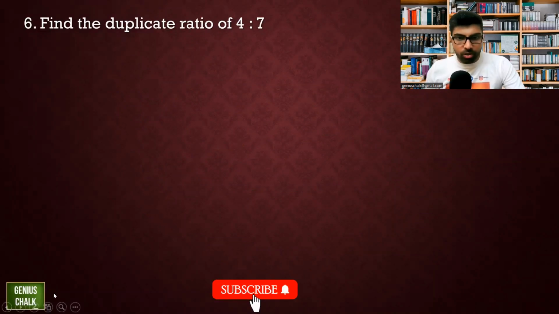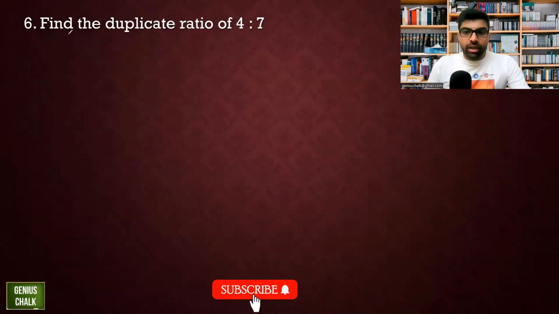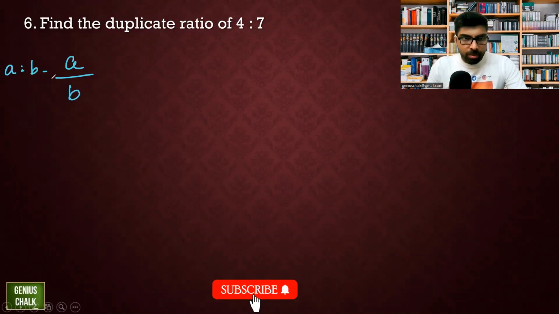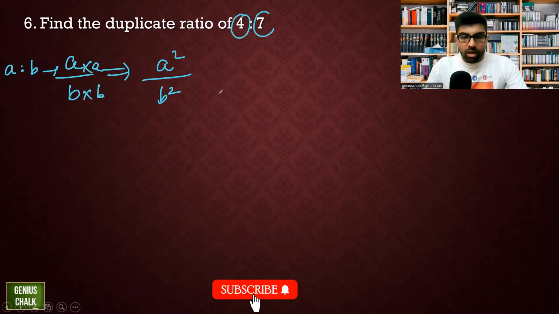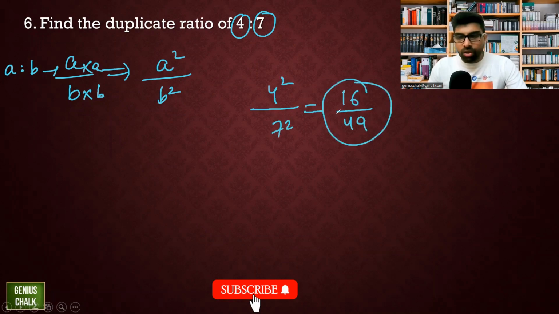Next one, as we are discussing the types of ratios now. The first was inverse ratio, the second is duplicate ratio. What is the meaning of duplicate ratio? If I say find the duplicate ratio of A:B, that will be A by B. So the answer will be A square by B square. It means multiply this by A, this by B. So what is the duplicate ratio of 4:7? It must be 4 square and 7 square. That is 16/49. If they are not cancelling further, this would be my final answer. I hope this is clear. Next one.